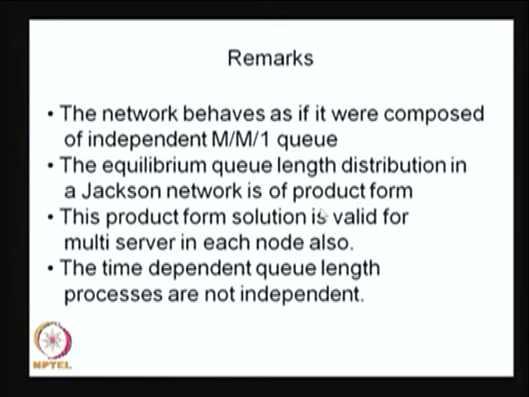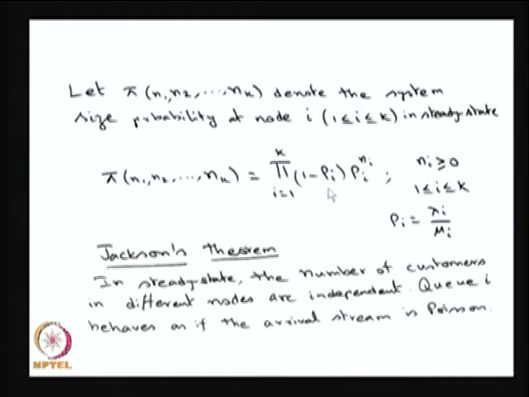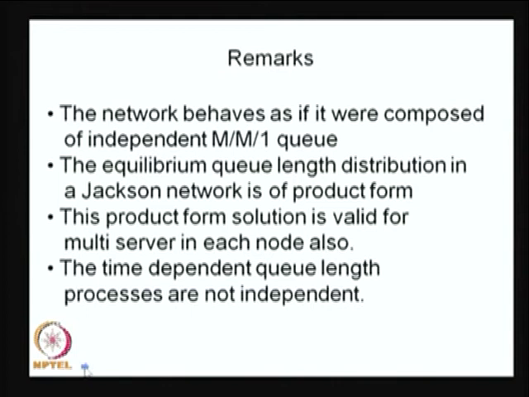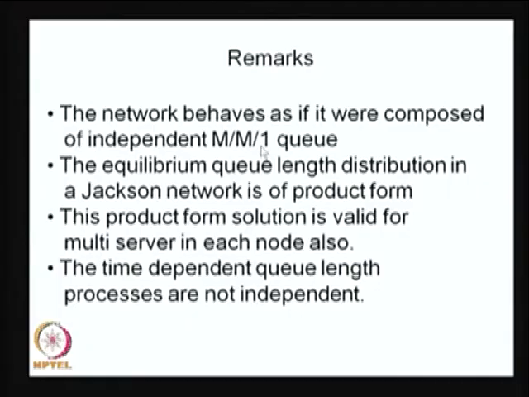So, this solution is called a product form solution. For an open queuing network with feedback, the equilibrium queuing length distribution is of product form. The previous result can be extended to the multi-server model also. In that model, we have taken it as a single server, infinite capacity. You can think of each queue as an M/M/C/infinity queue instead of M/M/1/infinity. In steady state, this solution is valid with M/M/C/infinity.